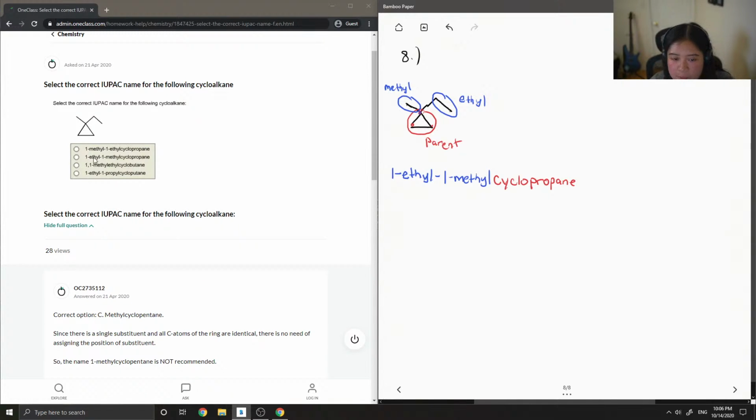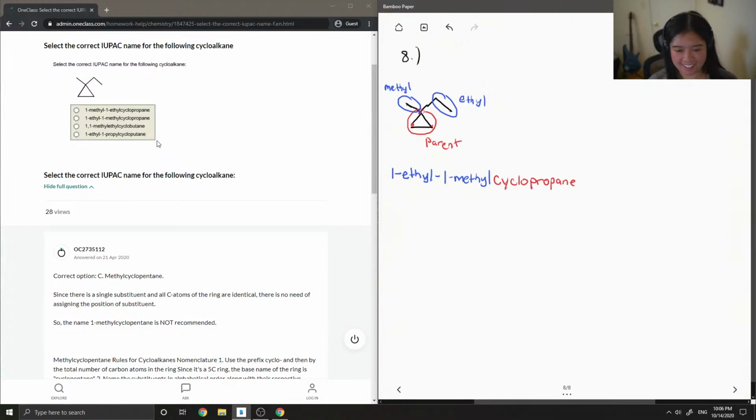Okay, so let's see if that option is here. So they have 1-methyl, 1-ethyl cyclopropane, 1-ethyl, 1-methyl. So this is what I said. 1,1-methyl ethyl cyclobutane, we know that that's wrong because this is what you would get if it was a 4-membered ring. And then there's also 1-ethyl, 1-propyl cyclobutane. So butane's not even a name. And we know there's no propyl group there, so by process of elimination, it is option B.